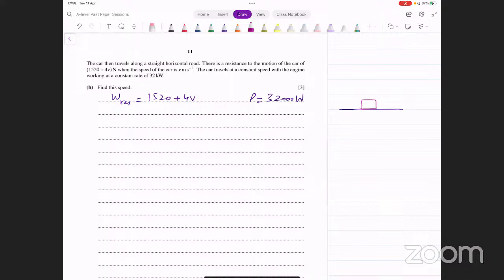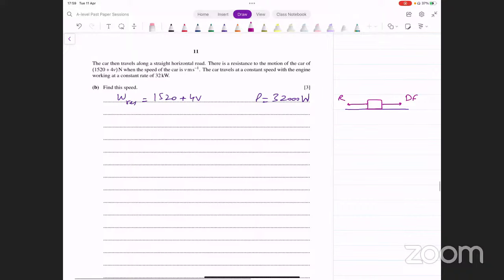अब इस पे देखें कौन कौन सी फोर्सेस लग रही हैं. एक फॉरवर्ड फोर्स होगी, that's the driving force. एक बैकवर्ड फोर्स होगी, that's resistance. और उसने कहा है कि कार इज ट्रैवलिंग एट अ कांस्टेंट स्पीड. कांस्टेंट स्पीड का मतलब है एक्सेलरेशन जीरो है. तो अगर आप resultant force equals mass into acceleration यूज करते हैं तो रिजल्टेंट फोर्स क्या होगी?